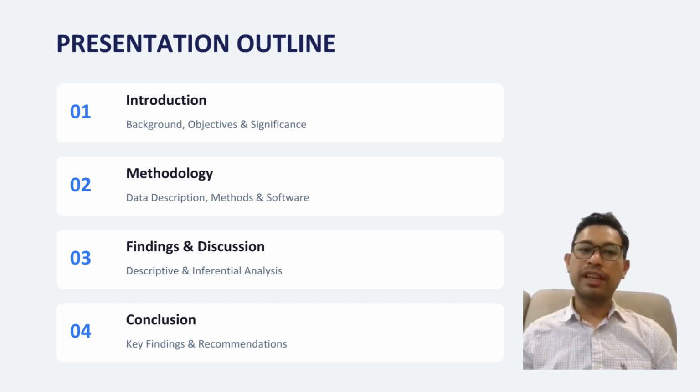Before we start, let me briefly outline the flow of our presentation. We will cover four main sections. First, the introduction, explaining the background, objectives, and significance of our study. Second, the methodology, covering our dataset description, method of analysis, and software used. Third, the findings and discussion, presenting both our descriptive and inferential analysis results. And finally, the conclusion, where we summarize our key findings and provide recommendations.